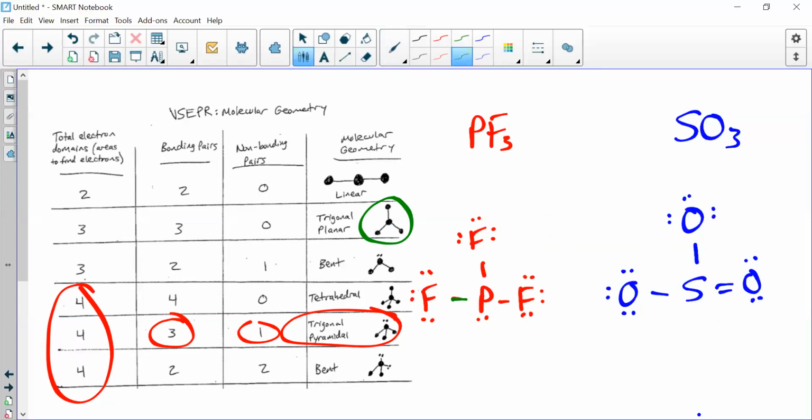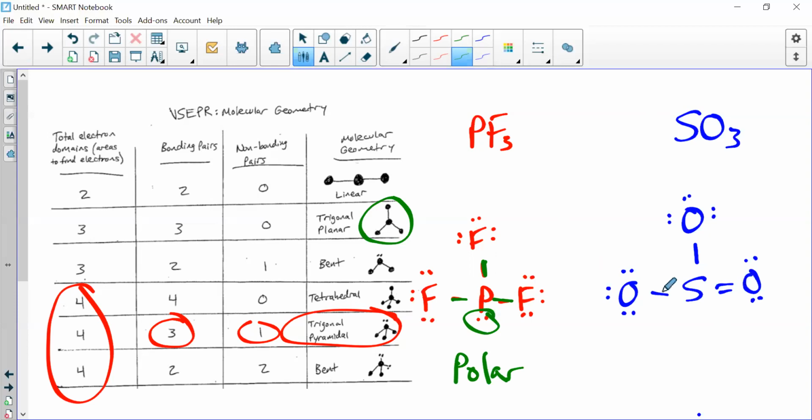Is this polar or nonpolar? I don't care about this. All I care about is that lone pair. There's a lone pair on there, which makes this polar. Okay, so it's trigonal pyramidal, and polar.